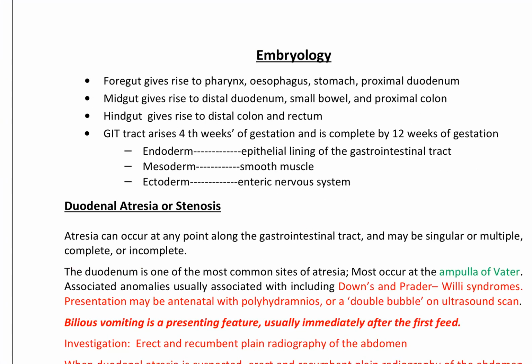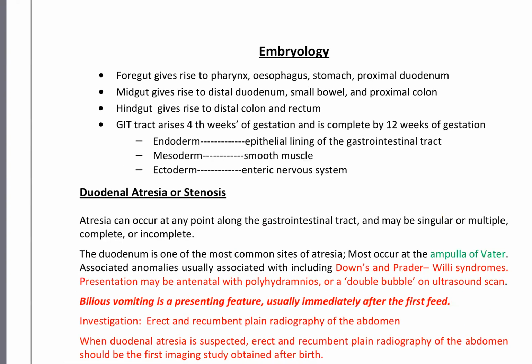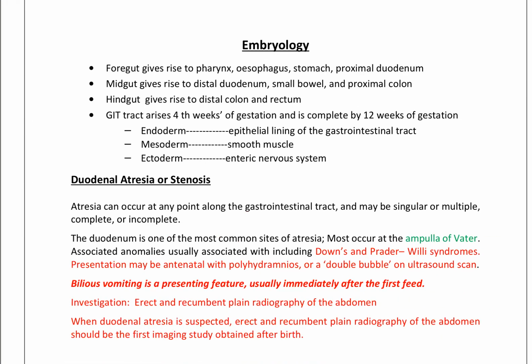First of all, some questions could be in the embryology, which is not very common, but it could be asked in the TAS exam. So we know that the foregut gives rise to things from the pharynx to the duodenum. From the midgut there is the duodenum, small bowel and proximal colon, and the hindgut gives rise to the distal colon and rectum. This is never asked in the exam, but we just read it. It is a TAS exam topic, okay?